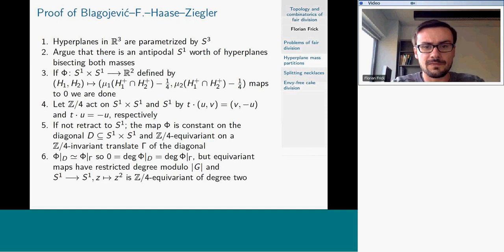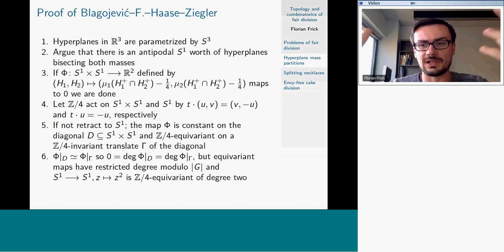And argue that there's an antipodal circle worth of hyperplanes that already bisect both masses, that cut them in half, right? Well, for one mass, this is simple. There's an S2 worth of hyperplanes, and they come in from infinity, you just move the hyperplane inwards from infinity, and by the intermediate value theorem you find one that bisects. So an S2 worth of hyperplanes that bisect one measure, well, then hopefully these two S2s intersect in a circle in S3.